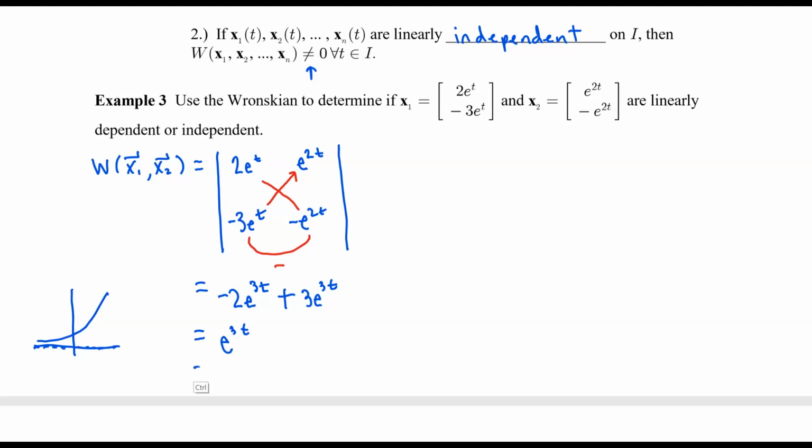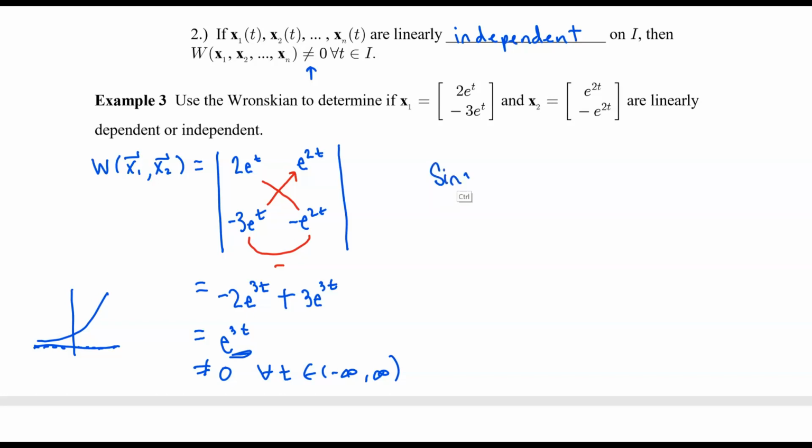That means it's never going to be equal to 0 for its entire domain, for all t in negative infinity to infinity. So since the Wronskian is different from 0 for all t between negative infinity and infinity, that means this function here never equals 0. Then we can say x sub 1 and x sub 2 are linearly independent.